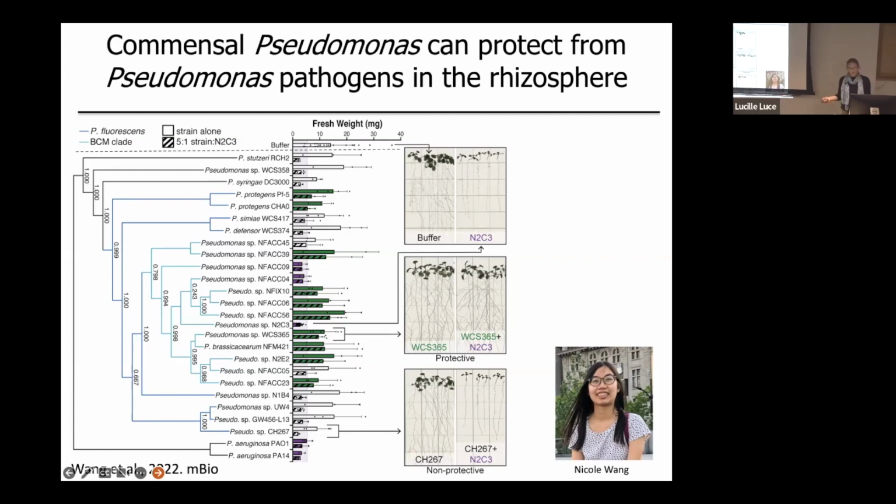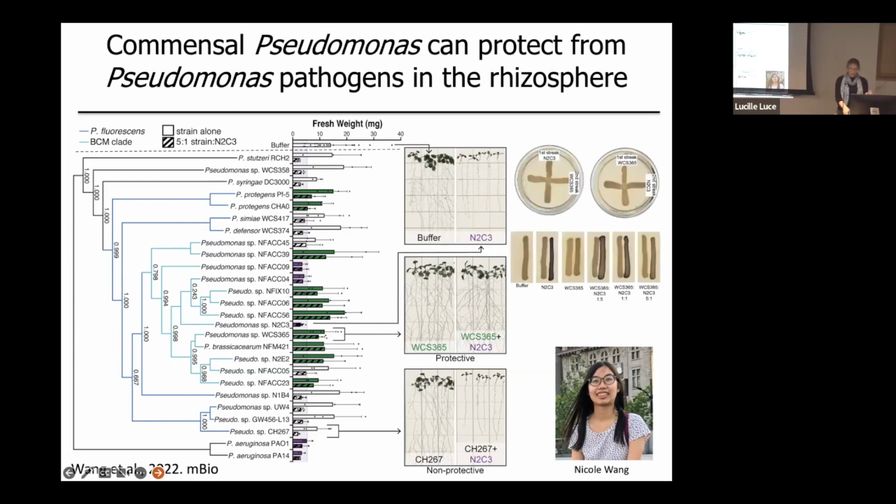This isn't true for all commensals. So this is another clade of Pseudomonas fluorescens here. And if you mix those, they actually don't protect against the pathogen. And so this suggests that either some of the commensals can outcompete the pathogen or kill the pathogen, or the plants actually can somehow enrich for just the commensals and not the pathogen. And so we first tried to see if there was direct antagonism. So can the protective commensals directly kill the pathogen or inhibit their virulence?